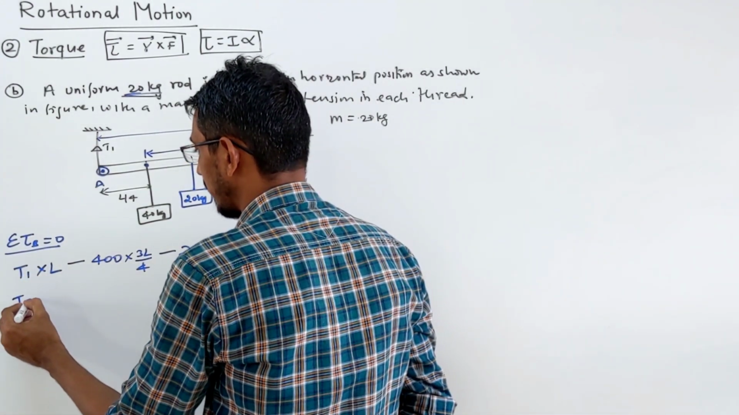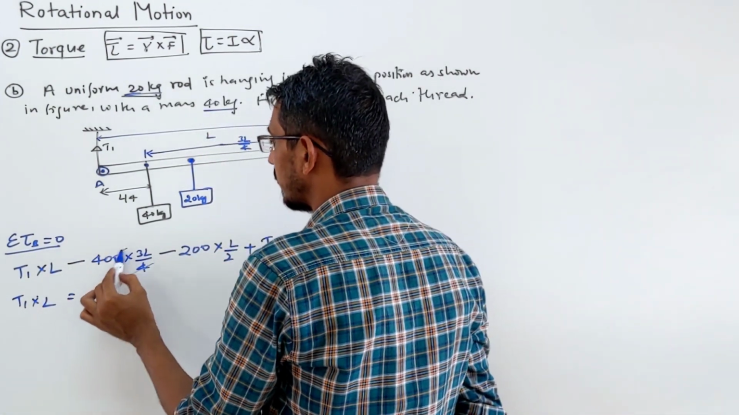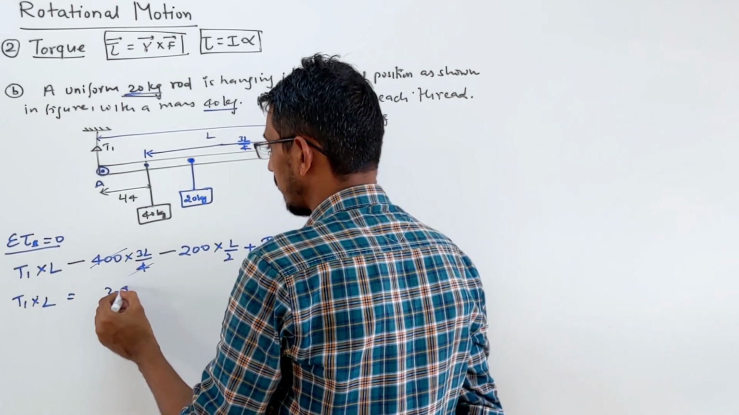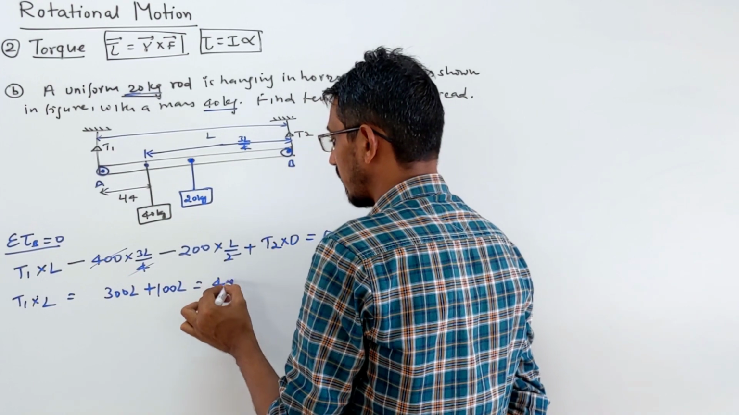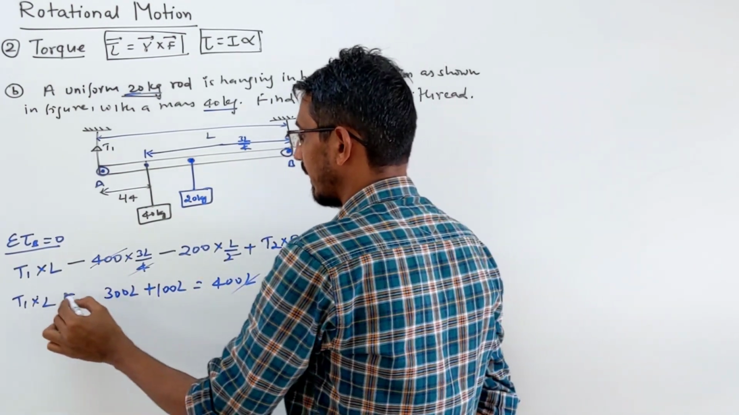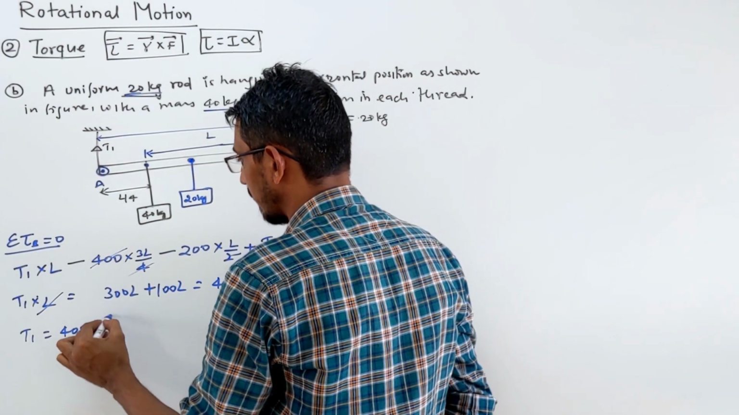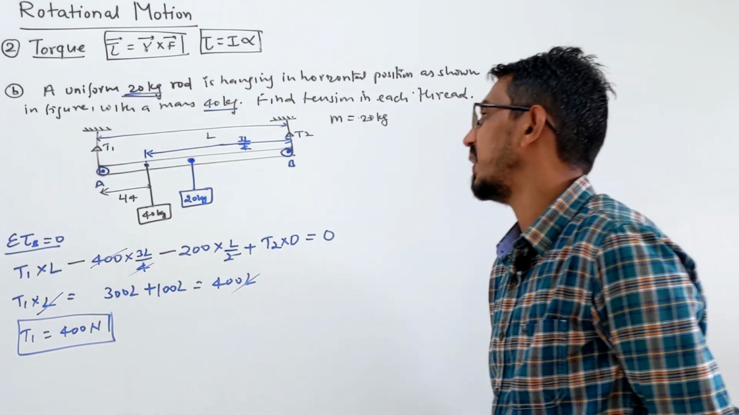So T1 into L is equal to, let's solve this number, 300 L plus 100 L. So in total 400 into L. L we can cancel here. So T1 comes to 400 Newton. This is one unknown we have found.